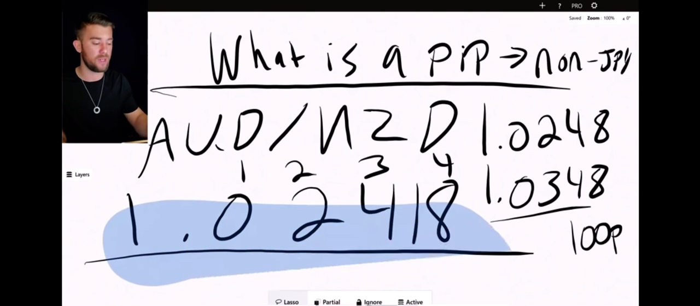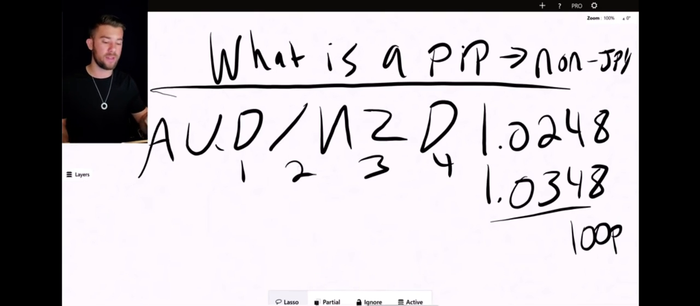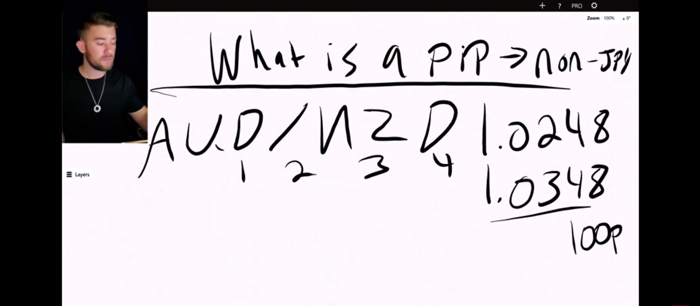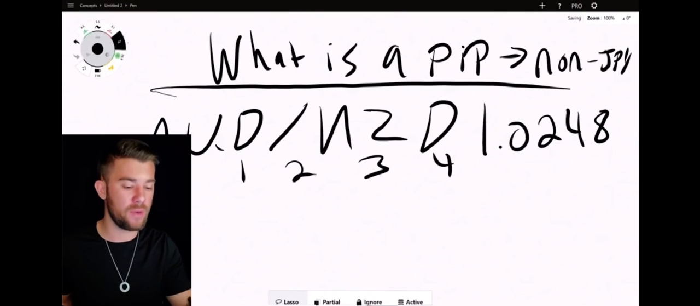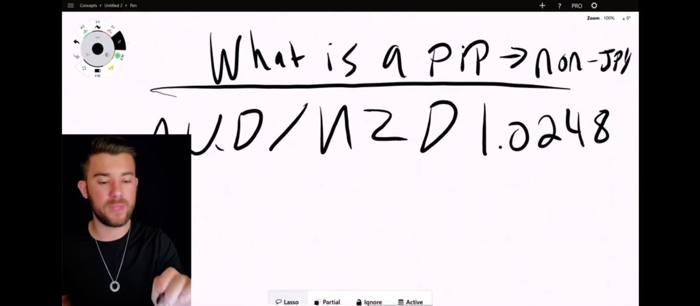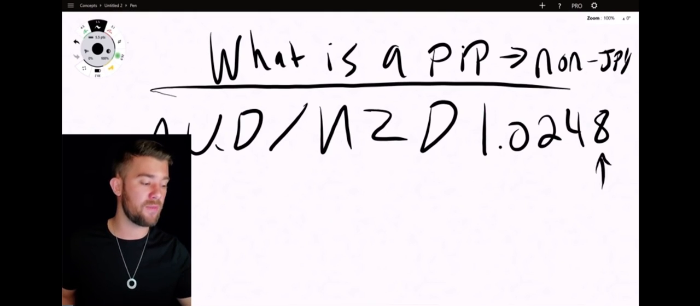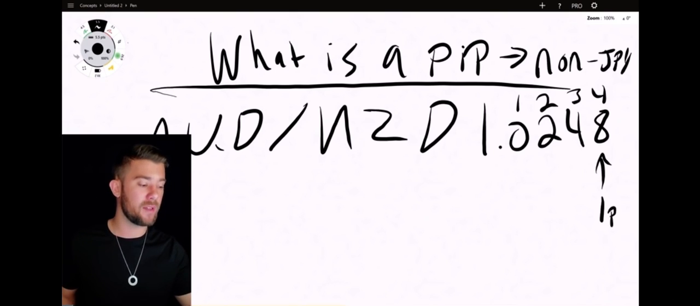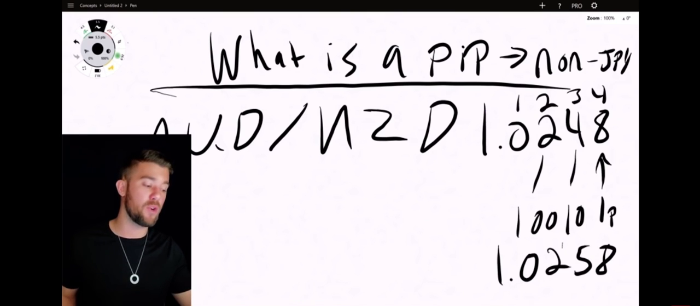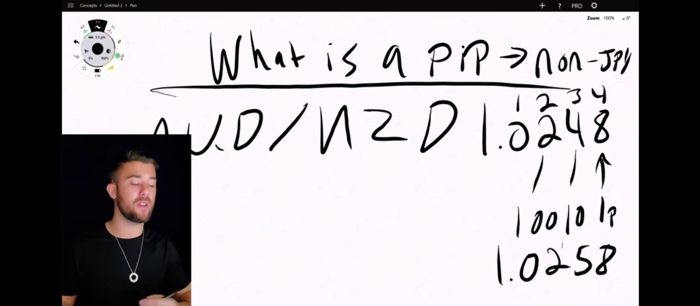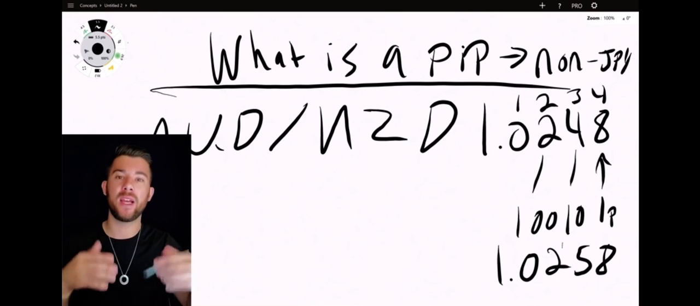That's a great exercise to do here in this case. And remember, the way we're looking at this is our 1 pip is the fourth decimal place away from the decimal. Just as a final review on non-yen pairs, if we have the fourth decimal place here, this would be 4, right? 1, 2, 3, 4 after the decimal. This is 1 pip. This is the tens, this is the 100s. So if we move to 1.0258, then we have moved up 10 pips. That's how you need to be looking at it in terms of what a pip is and how it's valued.